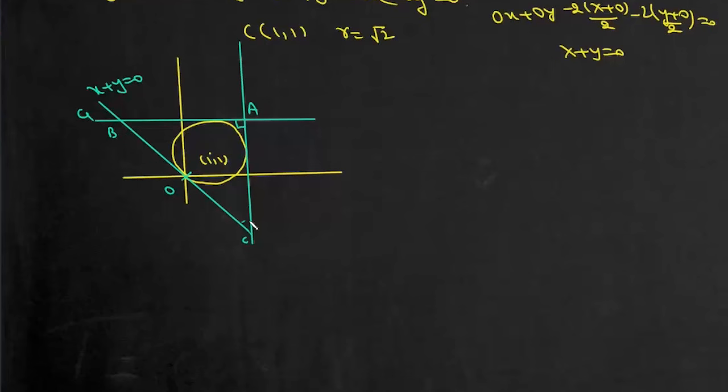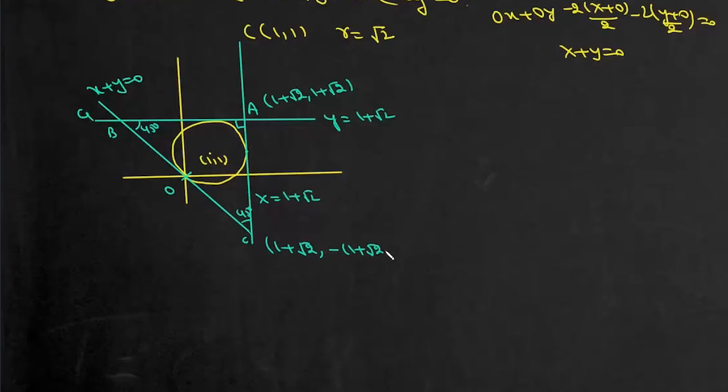Now we know that this is 45. This is 45. Now equation of this line is x equals 1 plus root 2. And equation of this line is y equals 1 plus root 2. So coordinate of this point A is 1 plus root 2 and 1 plus root 2. Now for this line, if we put x as 1 plus root 2, we'll get y as minus 1 plus root 2. So it will be 1 plus root 2 comma minus 1 plus root 2. And here we know y is 1 plus root 2.